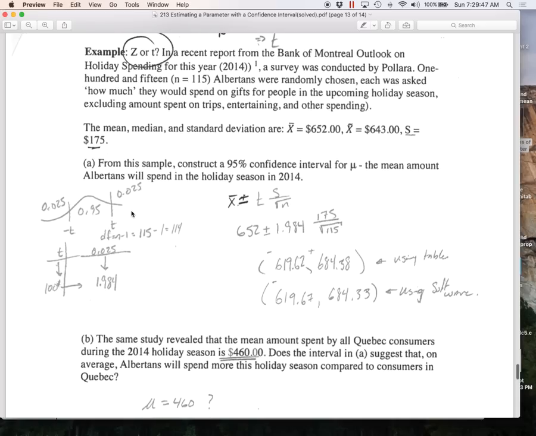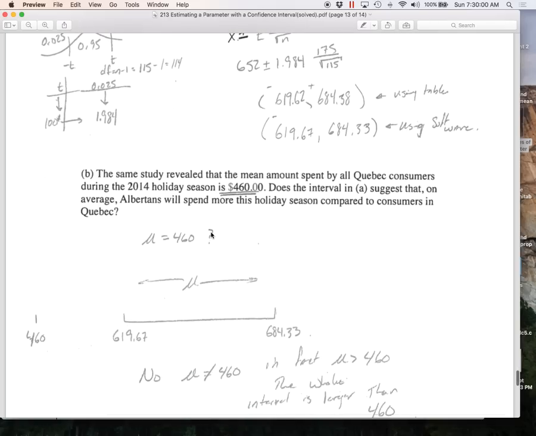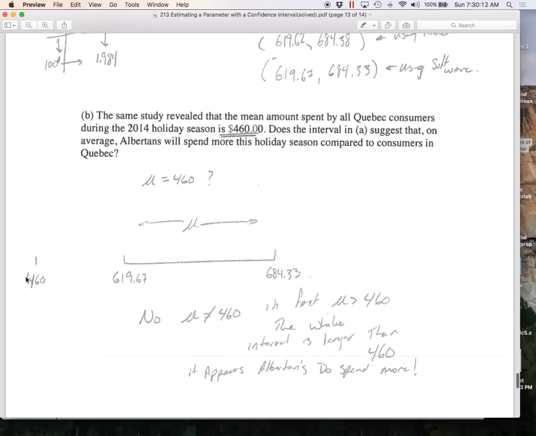So here I can use the T. If I'm going to be 95% sure, you could go through with Minitab. When I used Minitab, this is what I got. When I use the table, this is what I got. You can try that. Then we're comparing our interval, which is from 619 to 684. Does it contain the value 460? The answer is no. 460 is way over here. So it doesn't appear that mu is equal to 460.